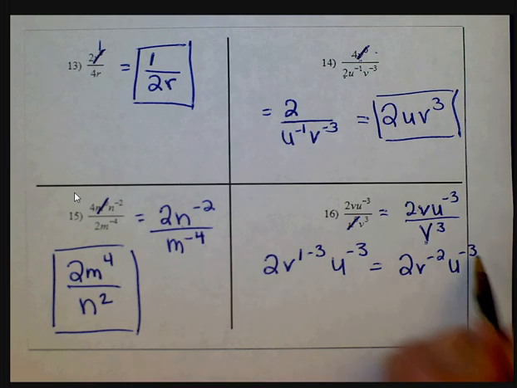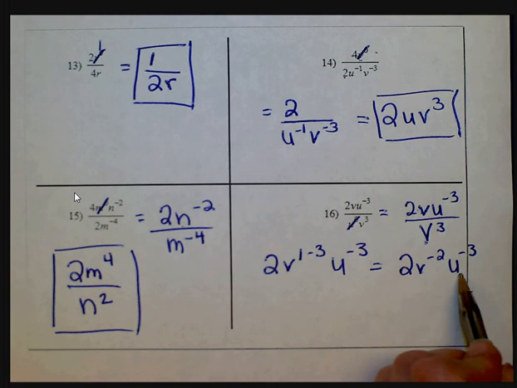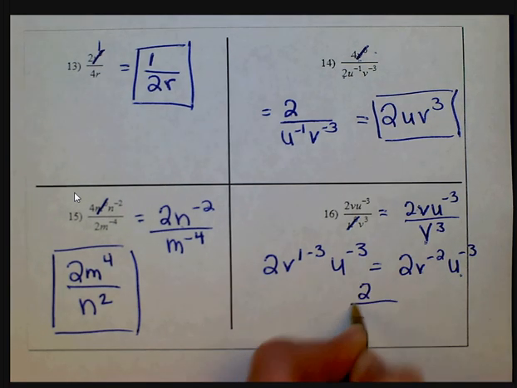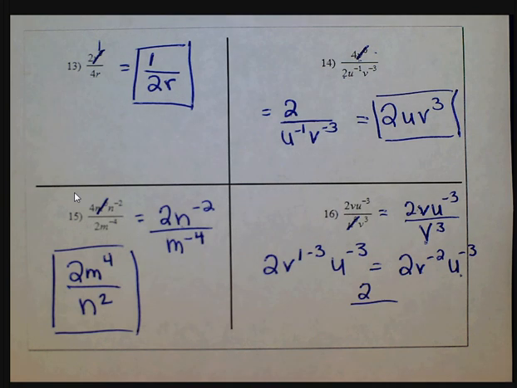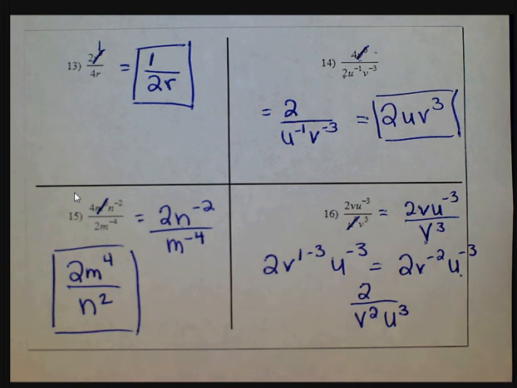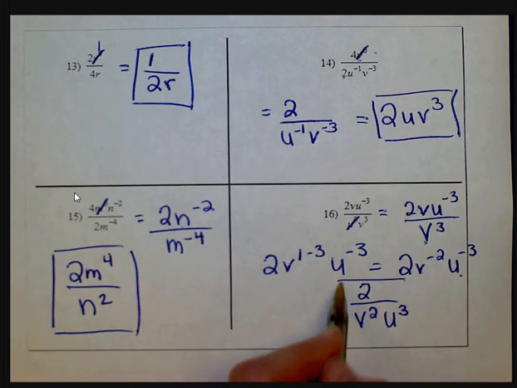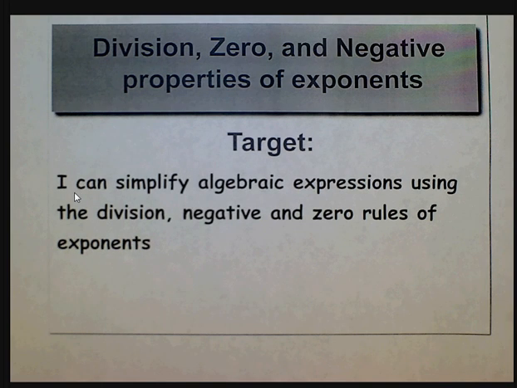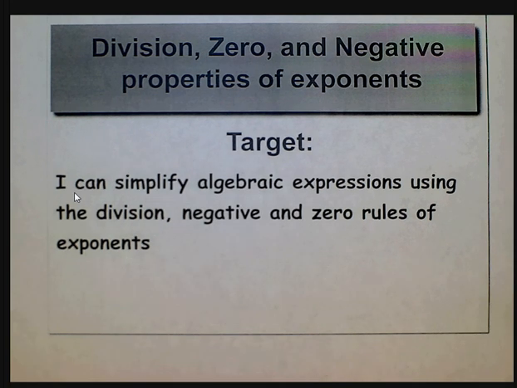Anything with a negative exponent needs to move, so since both of these are on the top, they'll both move to the bottom. My 2 stays on top because it's not raised to a negative exponent. It's just a 2. And a v squared will go on the bottom, and a u to the third will go on the bottom. And that's your final answer. All right, so after practicing these problems, we're working towards our target. I can simplify an algebraic expression using the division, negative, and zero rules of exponents. We'll practice some more problems tomorrow.